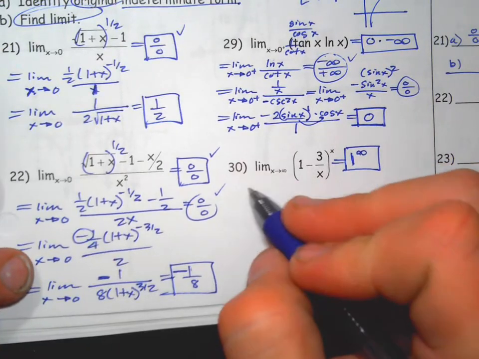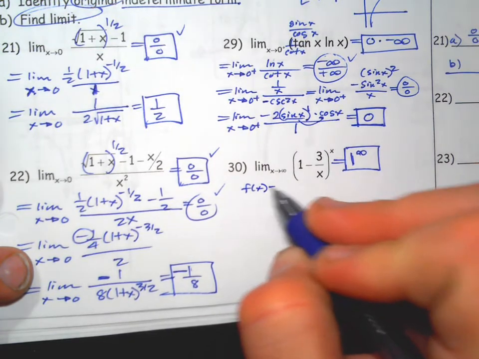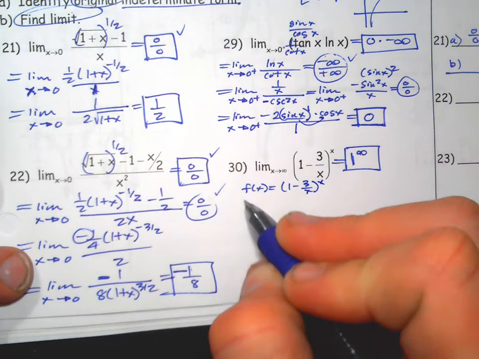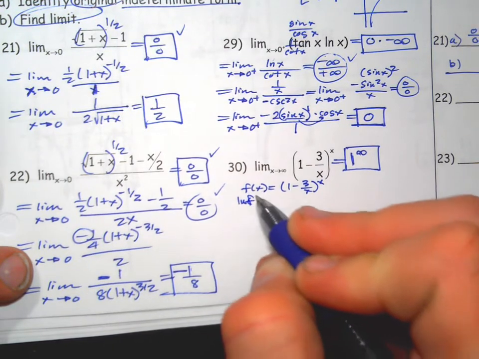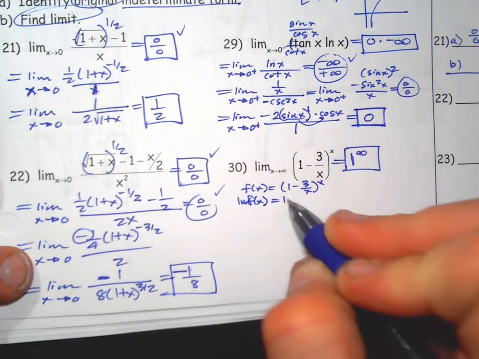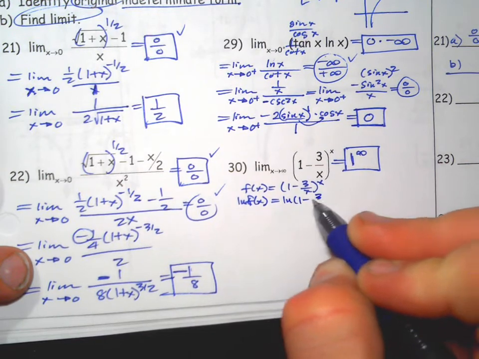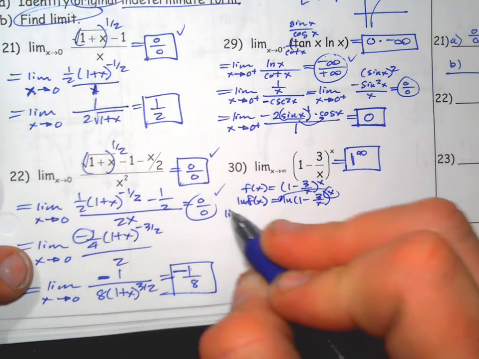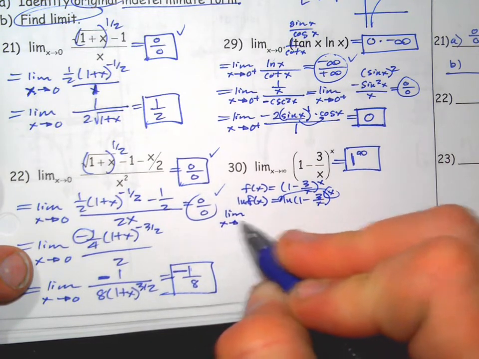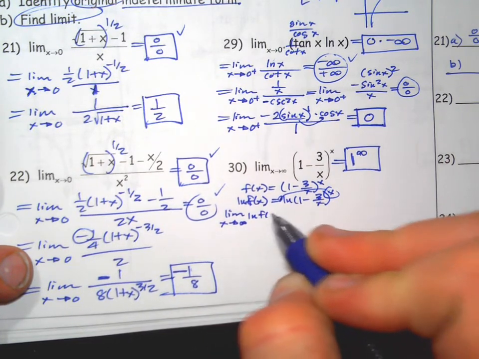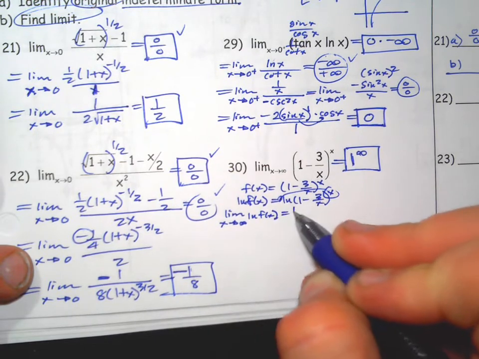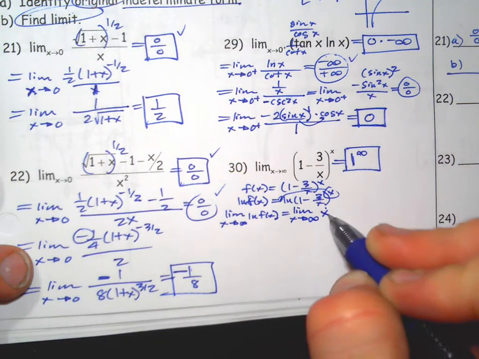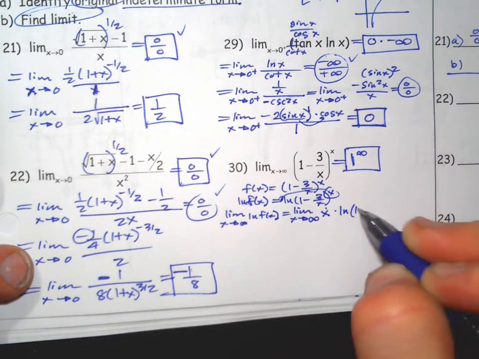Now, in these ones, our trick is to bring in natural logs to help us. So we got to kind of tweak, bring that in front, and then we're going to take the limit as x goes to infinity of natural log of f of x equals the limit as x goes to infinity of x times natural log of 1 minus 3 over x.